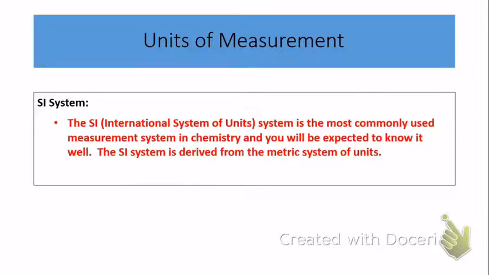And we're not going to go into all the details of the SI system, but basically the SI system, which stands for International System of Units, is the system most commonly used in chemistry and throughout the world. The units for the SI system are derived from the metric system. So if you understand the metric system, then you're going to understand the SI system really well, because it's very similar.